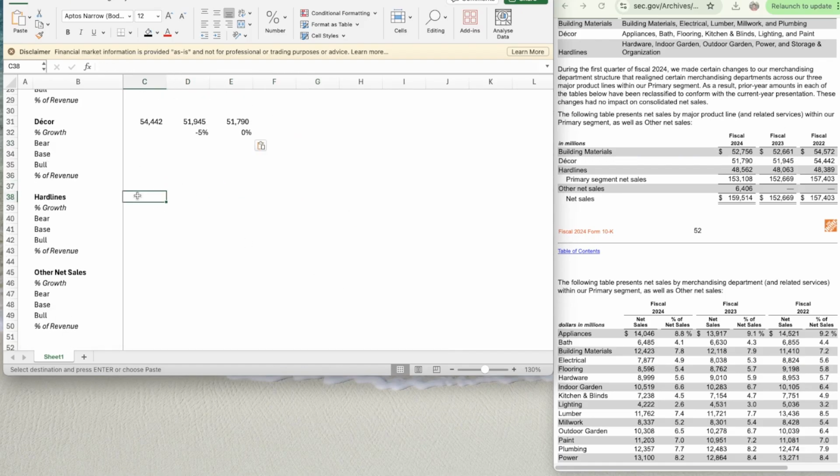Now hard lines. 48389. Oh, sorry. It's good to have consistent formatting because it looks cleaner and it's just nicer. 48562.